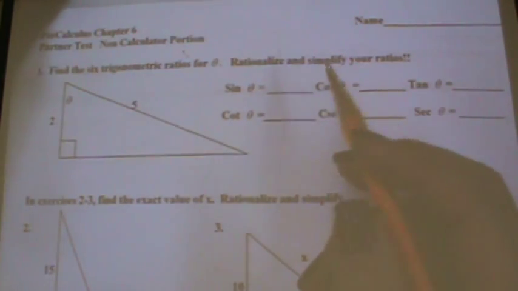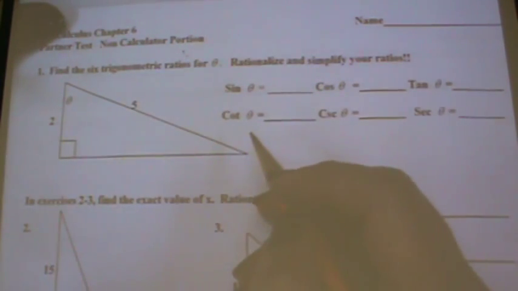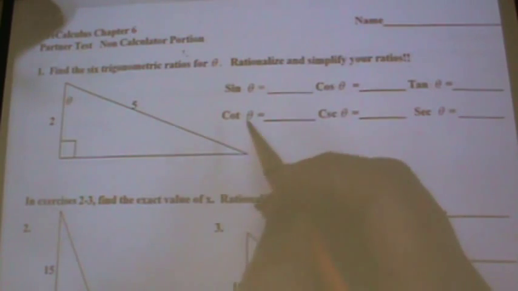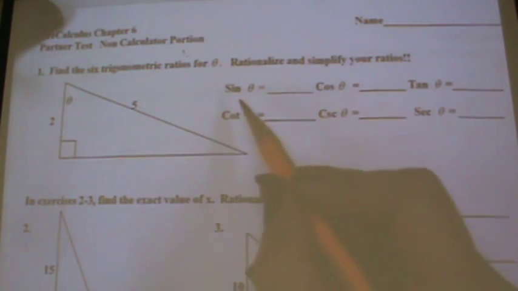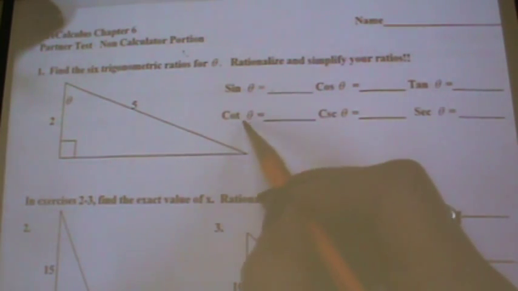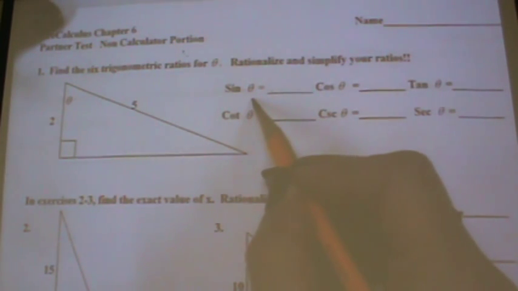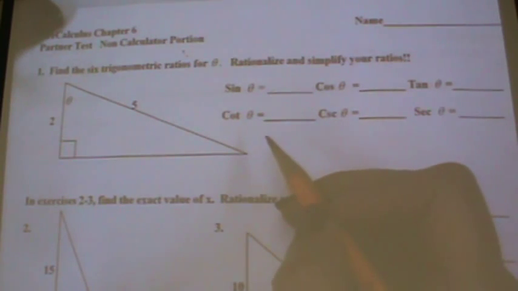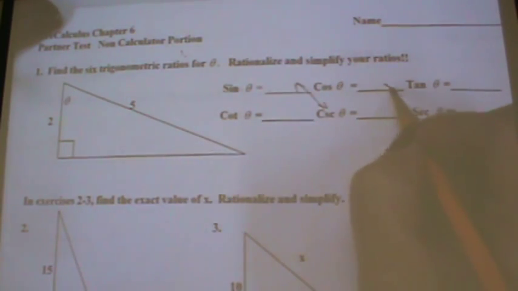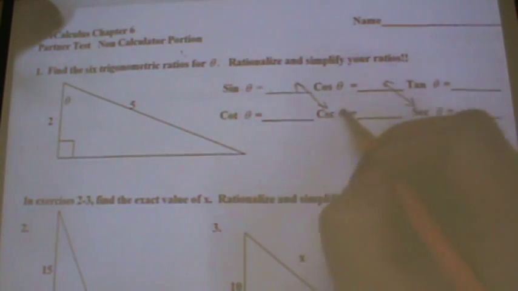Now, this was a little tricky, and I did this on purpose because I wanted to see if you knew the definition of sine. In listening to some classes talk, some people thought because these were underneath each other that the cotangent was the reciprocal of sine. Absolutely not. Which ones are reciprocals? These two are reciprocals. These two are reciprocals. And these two are reciprocals.